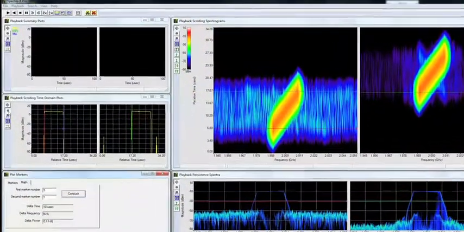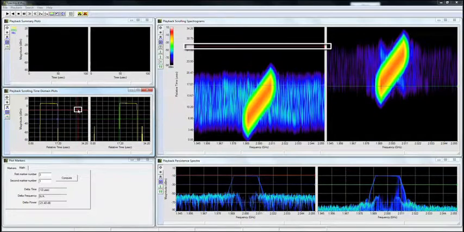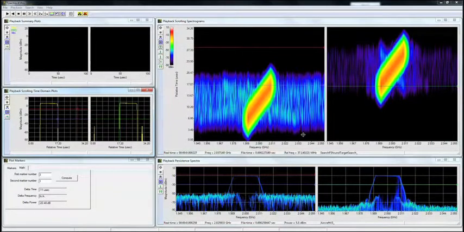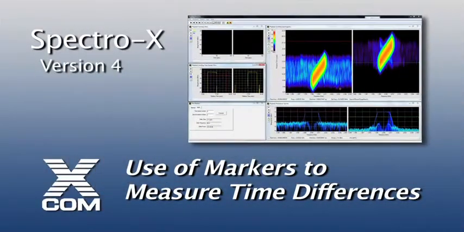I can also move markers. And as I move those markers across the dimensions within a particular window, the markers are moved in the corresponding dimensions in the other plots for that particular marker and for that particular channel. So you can begin to see that it's extremely easy to use the markers as a visual reference point to designate individual specific details of spectral events, and then use the marker math window to quantify what those differences happen to be.